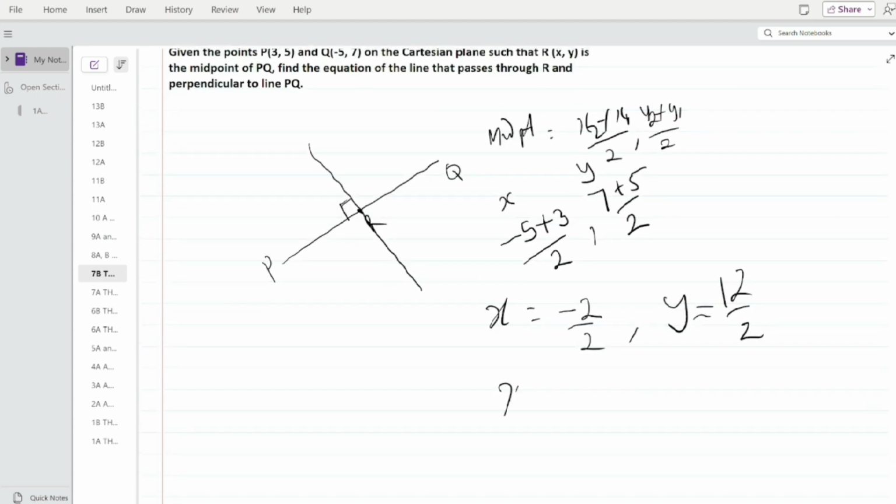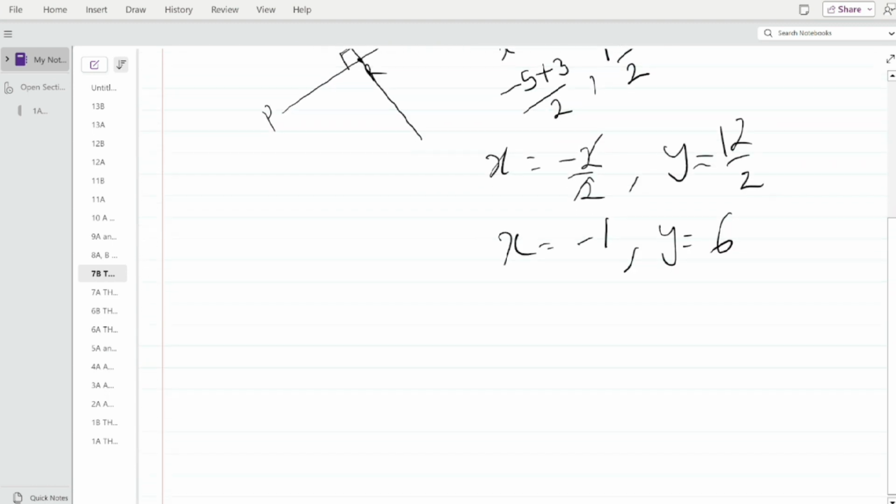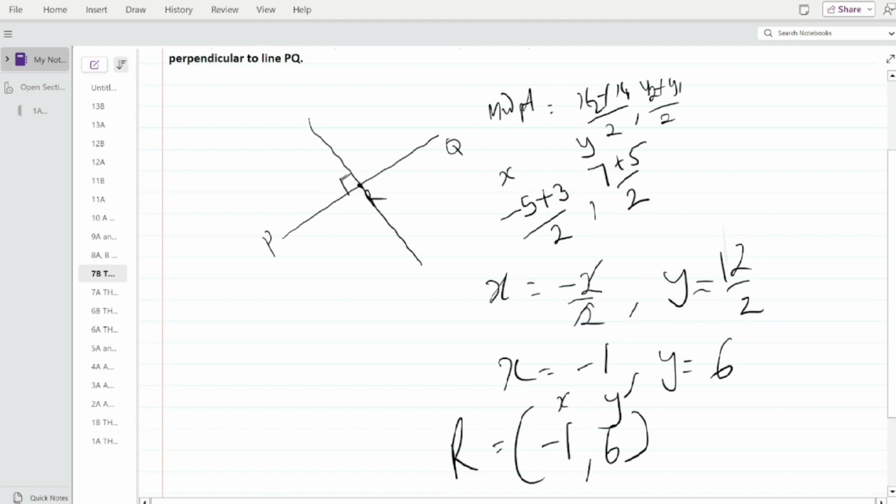Our answer will be, for x, -2 divided by 2. As the 2 cancels 2, we'll have -1. Then for our y coordinate of the midpoint R, we have 12 divided by 2, which is 6. So for point R, our coordinates are (-1, 6). The x comes first, so we have that done.